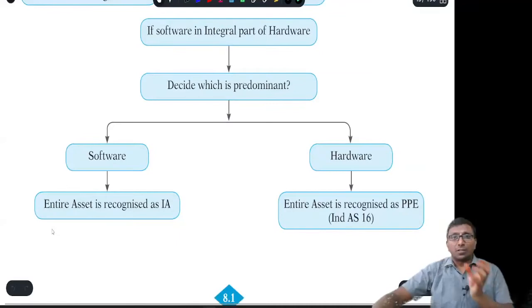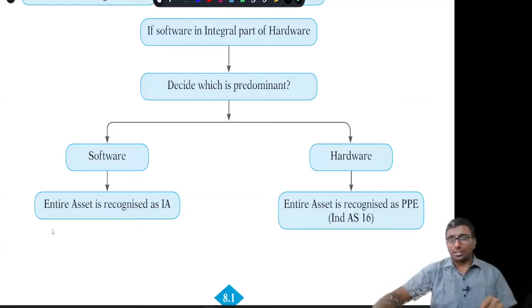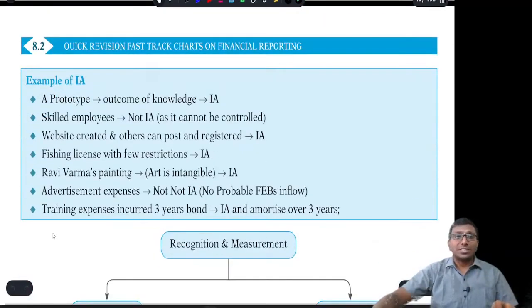If software and hardware are both mixed in one item, then you have to decide based on which is significant, which is predominant. If software is predominant, then the entire asset is going to be treated as an intangible asset. If hardware is predominant, then the entire asset is going to be treated as PPE. Here, bifurcation and separate accounting is not permitted by the standard.